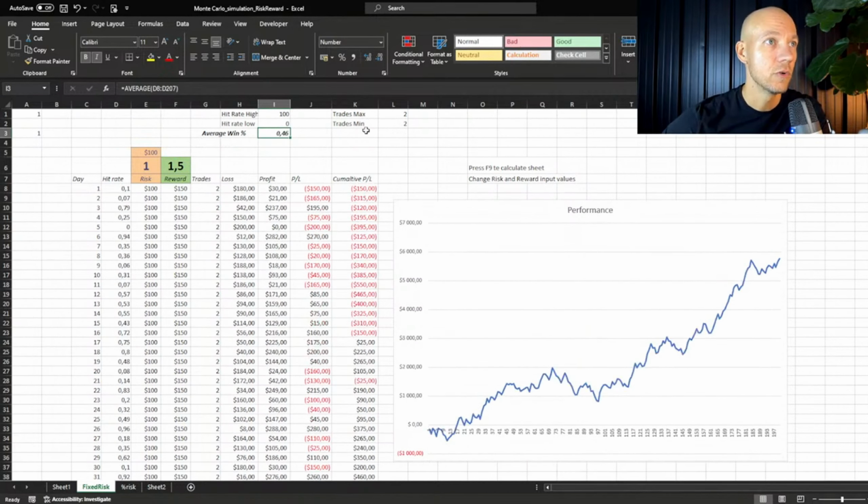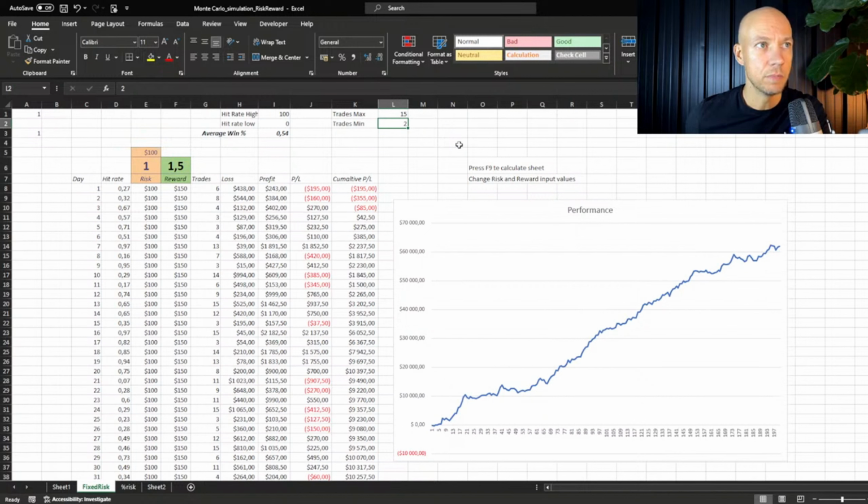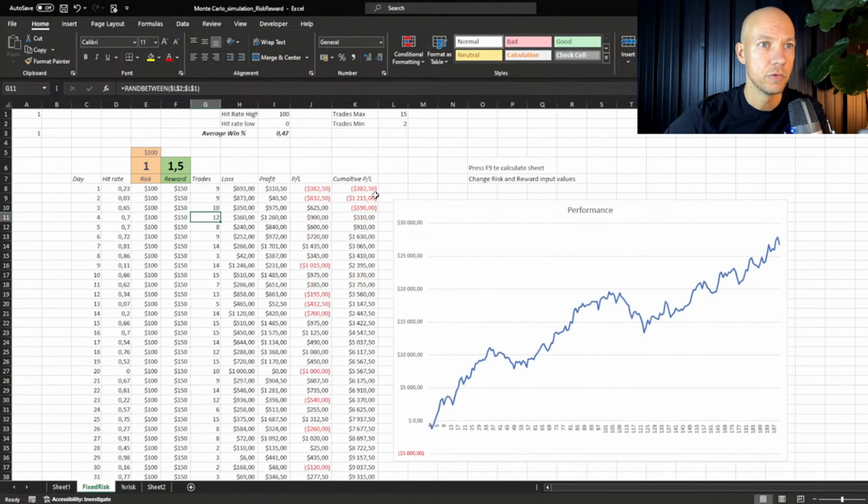All right, so you can also add, say for example, if you have 15 trades maximum and minimum of 2 trades per day, you can also make that random during a period, because sometimes you won't get any opportunity in the market and you still have those losses. So you can also add that to your randomly generated model, your Monte Carlo simulation, and get an overall idea of your strategy.